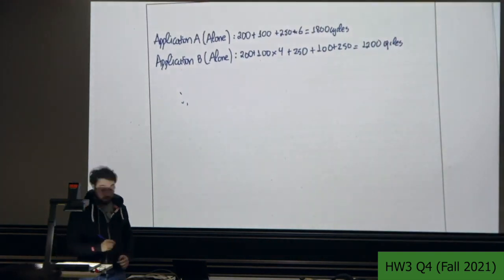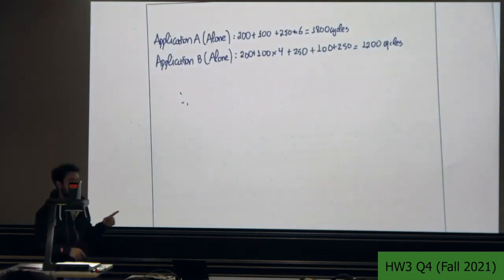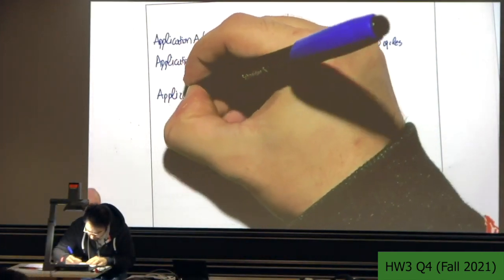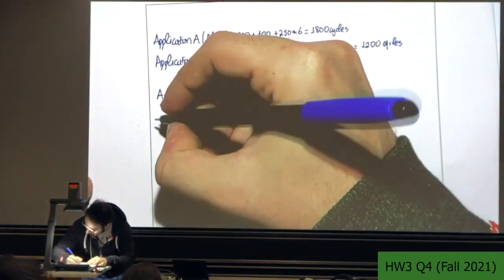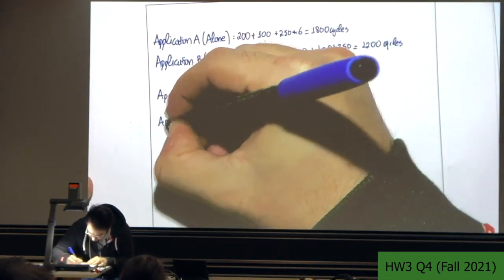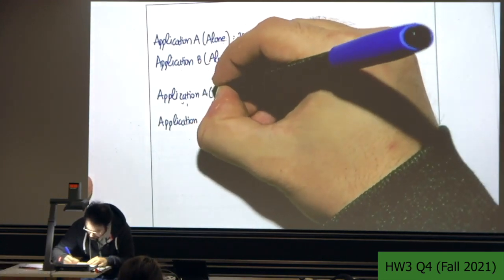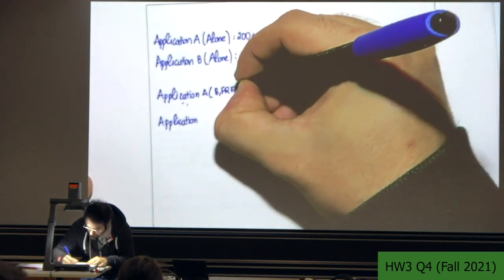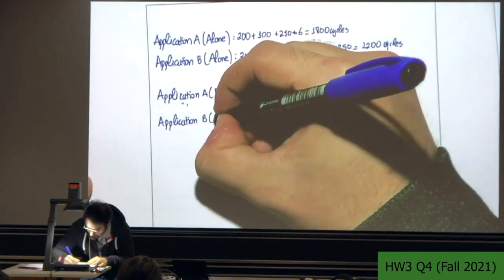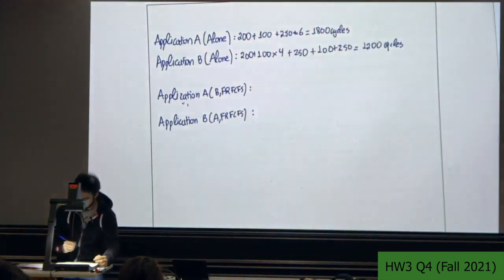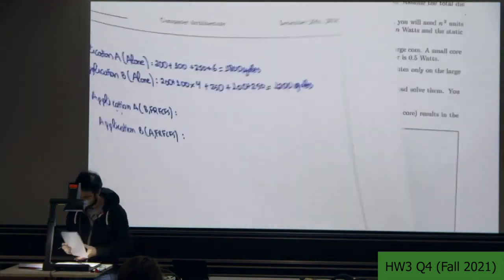Okay. Right now, we also need to count the memory latency of application A when we run it with B, and the memory latency of B when we run it with A, right? So let's calculate first. Actually, we will calculate them both at the same time. So it's application A when you run it with B and FRFCFS, and application B when you run it with A with FRFCFS. So in this case, let's see this one in more detail.